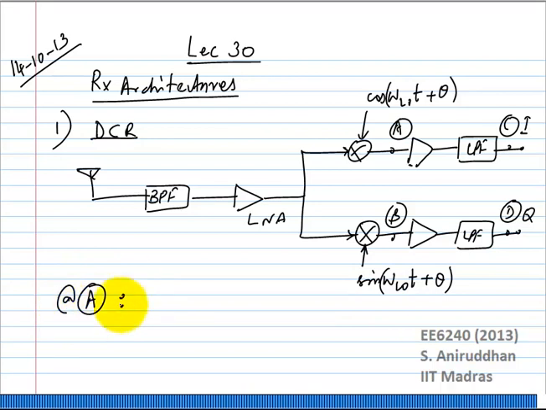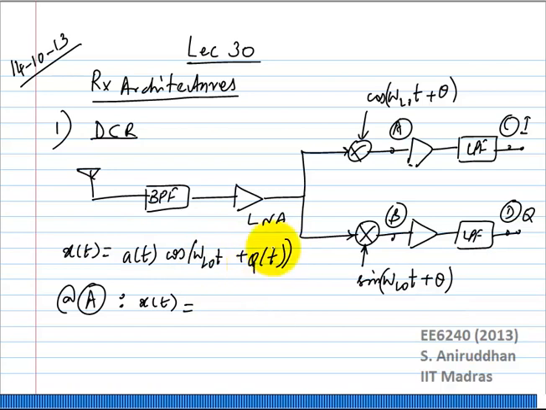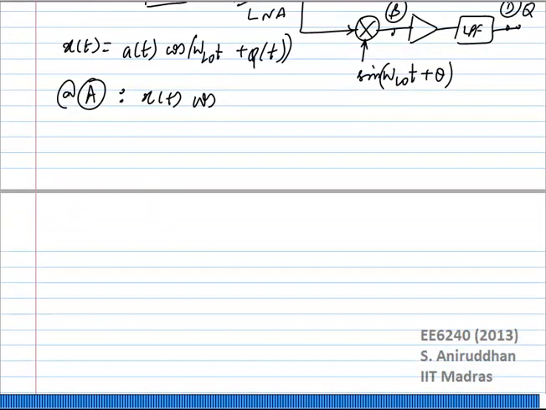At A, the received signal, let's see, at the antenna, the received signal at the antenna is x of t equals A of t cos(omega LO t plus phi of t). At A, you have x of t times cos(omega LO t plus theta). So you just multiply with the cosine.